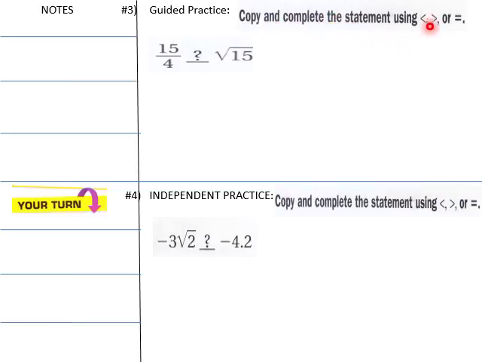Okay, copy and complete using these inequality symbols, or you have an equal sign here as well. 15 over 4 is what to square root of 15? Students, this is yours down here.